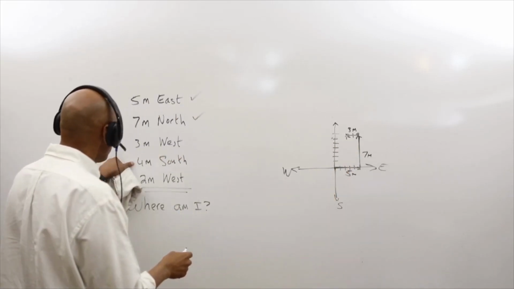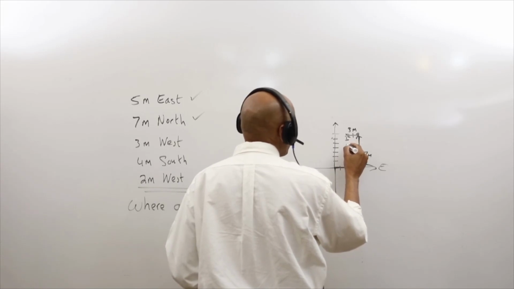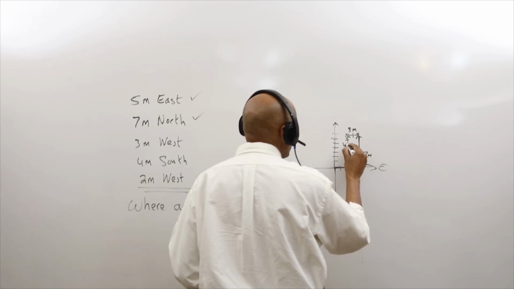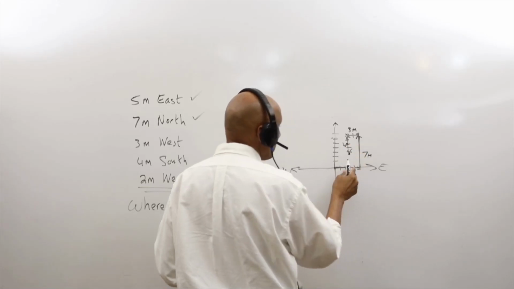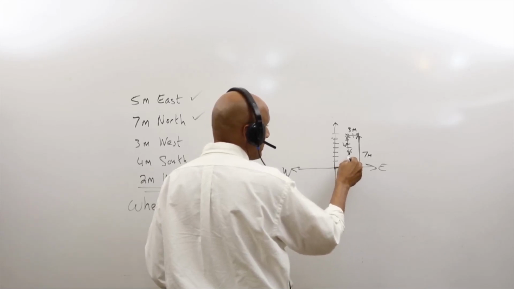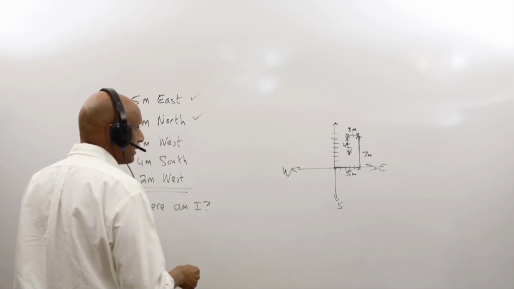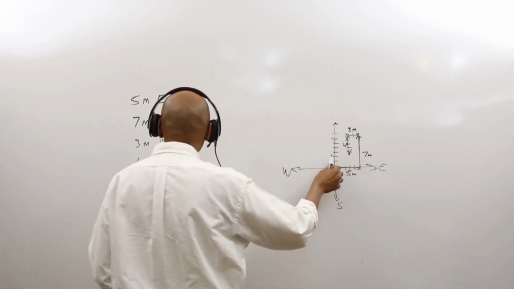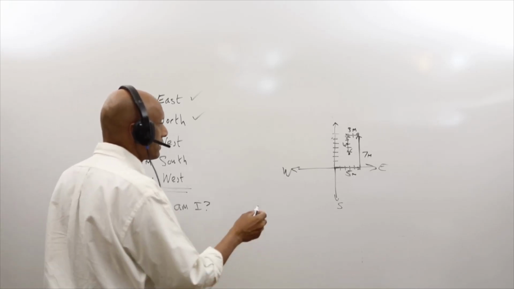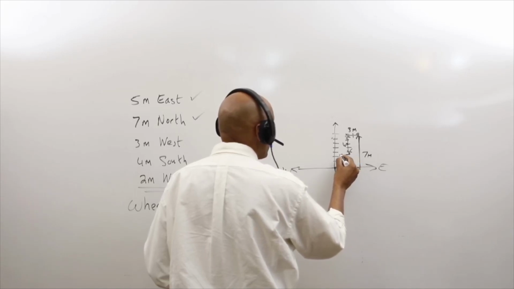And then I travel 4 meters south. So let's go down: 1, 2, 3, and 4. Right now this is 4 meters, and there are 3 meters left, so we should be at a position of 3. I should write it down over here, but I'm at this point. And then I did 2 meters west. What is 2 meters west? I traveled this way to this point.